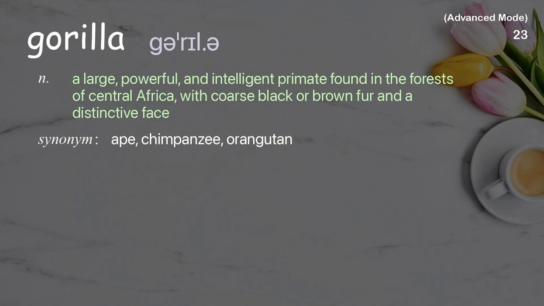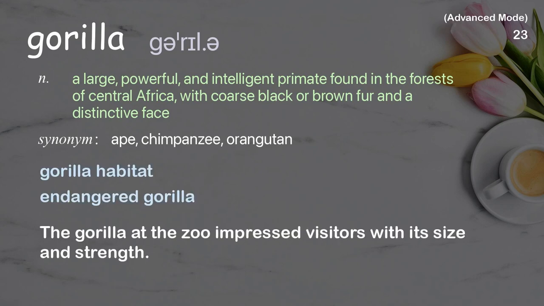Gorilla. A large, powerful, and intelligent primate found in the forests of Central Africa, with coarse black or brown fur and a distinctive face. Examples. Gorilla habitat. Endangered gorilla. The gorilla at the zoo impressed visitors with its size and strength.